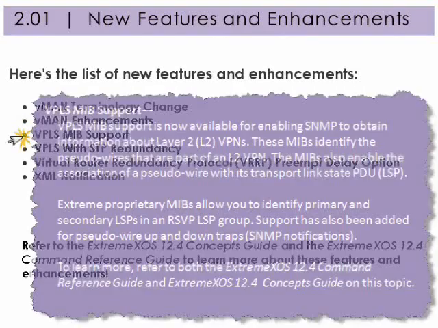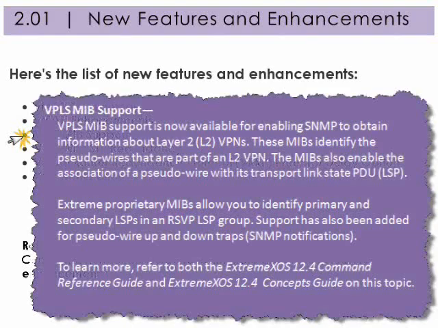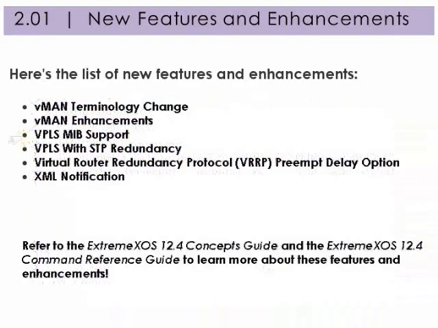VPLS MIB support. VPLS MIB support is now available for enabling SNMP to obtain information about Layer 2 VPNs. These MIBs identify the pseudo-wires that are part of a Layer 2 VPN. The MIBs also enable the association of a pseudo-wire with its transport link state, PDU, LSP. Extreme proprietary MIBs allow you to identify primary and secondary LSPs in an RSVP LSP group. Support has also been added for pseudo-wire up and down traps, SNMP notifications. If you'd like to learn more about this topic, please refer to the reference documentation.